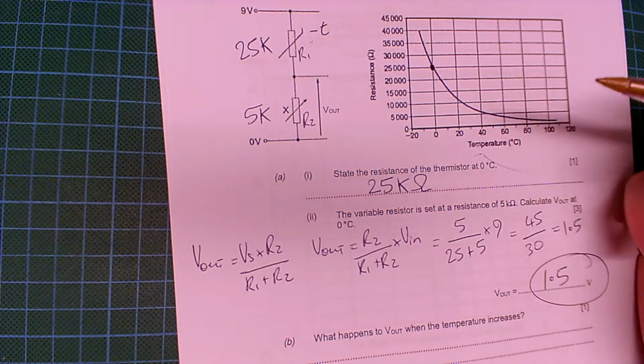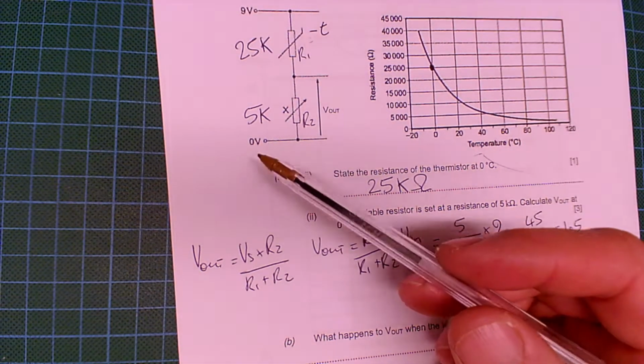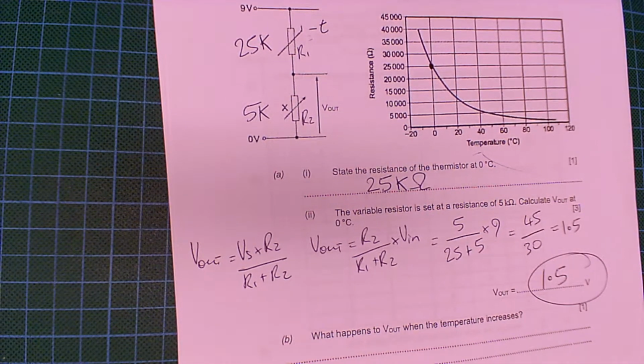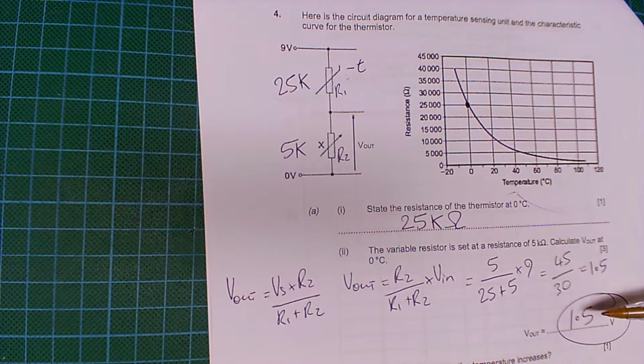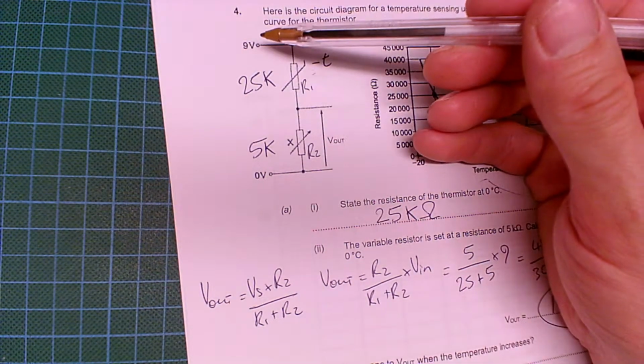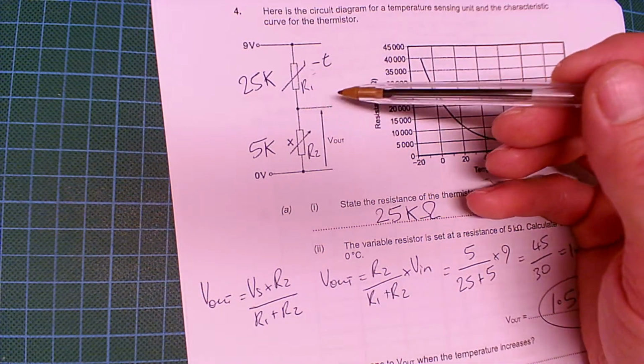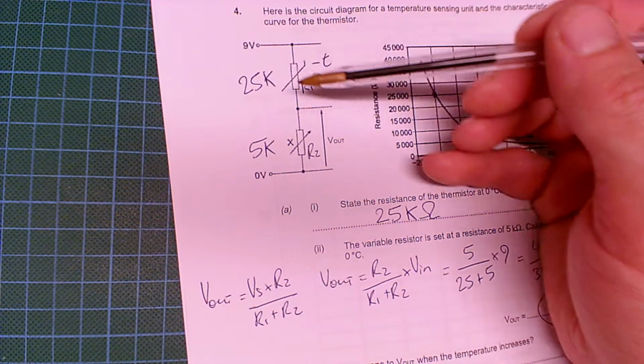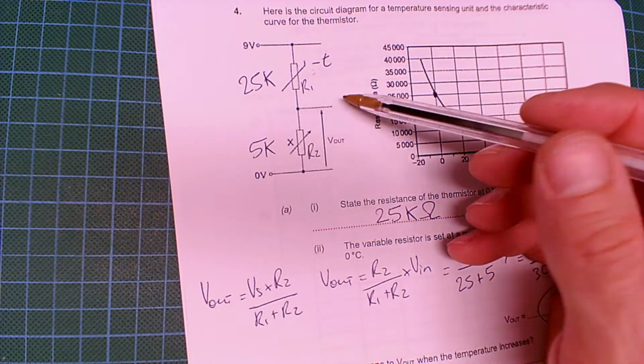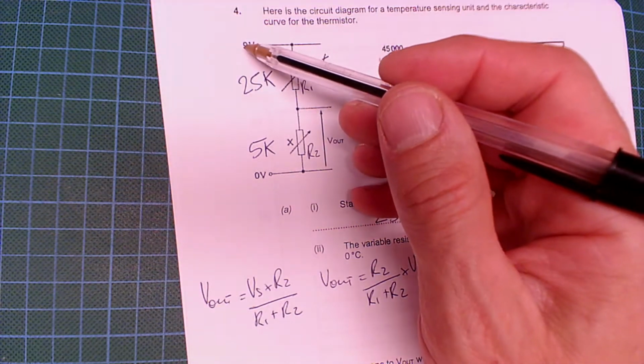Okay, now let's just have a quick check. Does that seem about right? Well, first of all, 1.5 volts is less than the supply voltage. If you come out with a value here like 12 volts or something, that should be an indicator to you that something's going wrong, because you only start off with 9 volts.